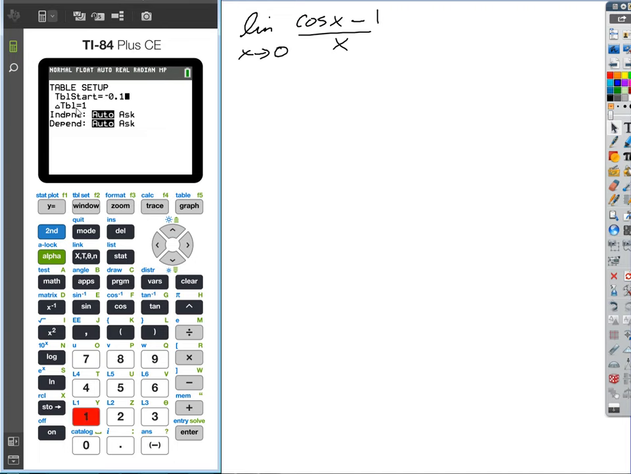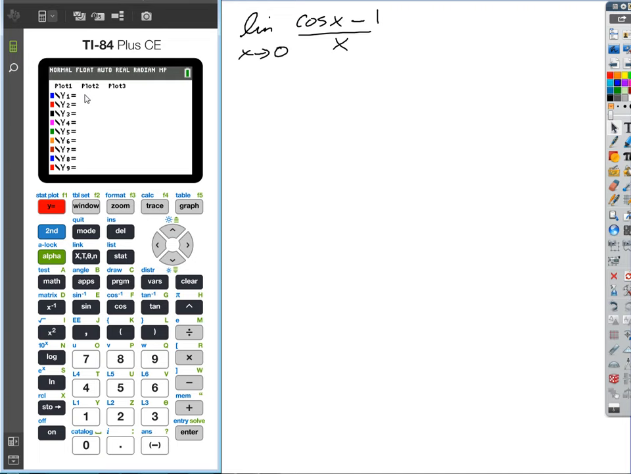And delta table means what kind of incremental steps we're going to move in. How about we move in increments of 0.01, one hundredth. Okay, enter, we're good. Now we have to set up the function in the table. To do that, we go to y equals, and we're going to use y1. We just need to put this in there.